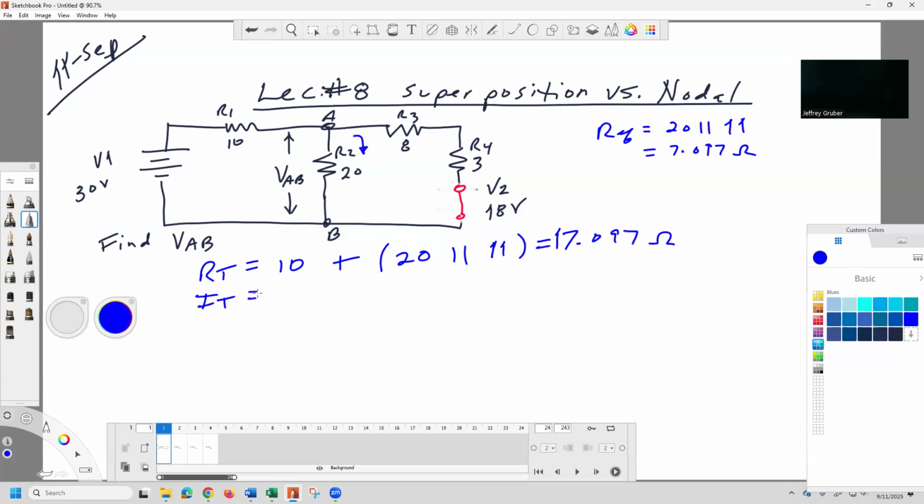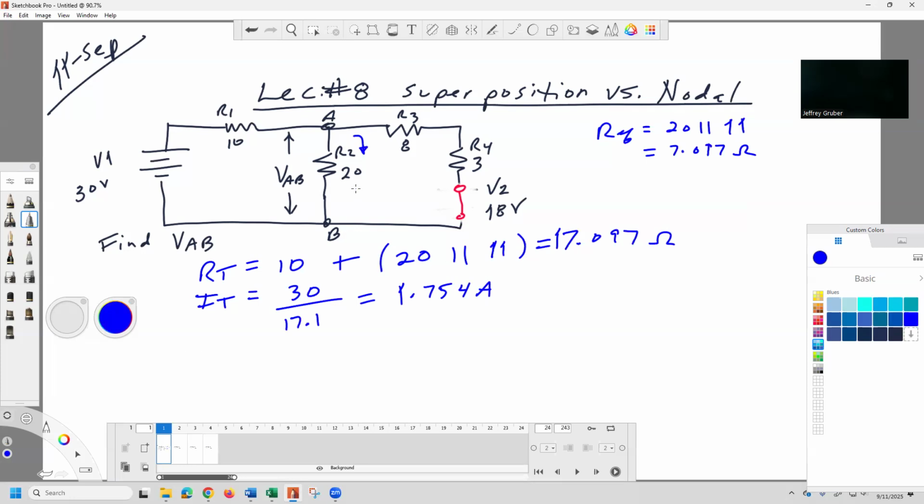IT is 30 divided by 17.1. I'm just going to round it off. And that's 1.754 amps. I'm just writing this down because these are just simple scalars. You know what I mean? You guys should be able to punch this in your calculator.